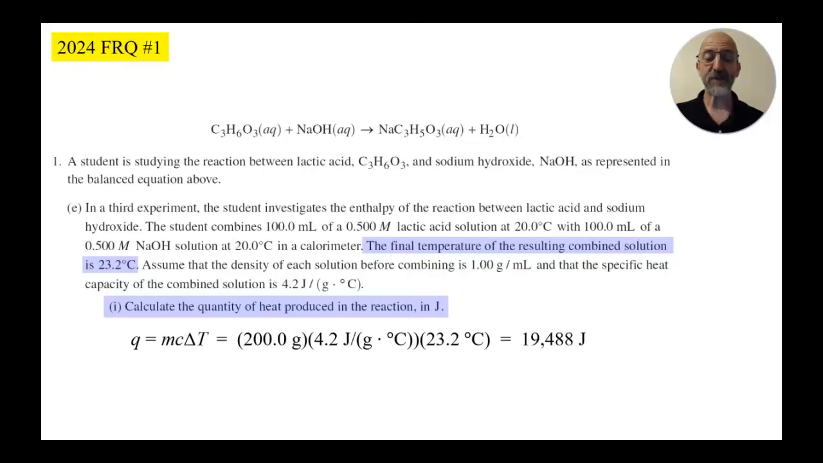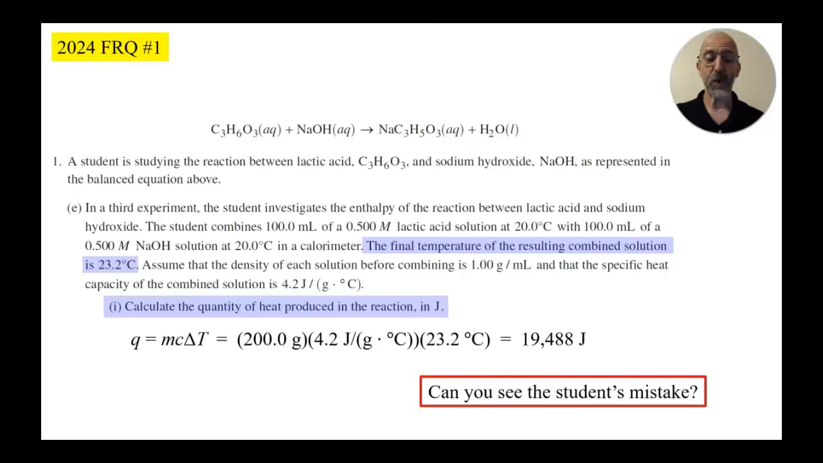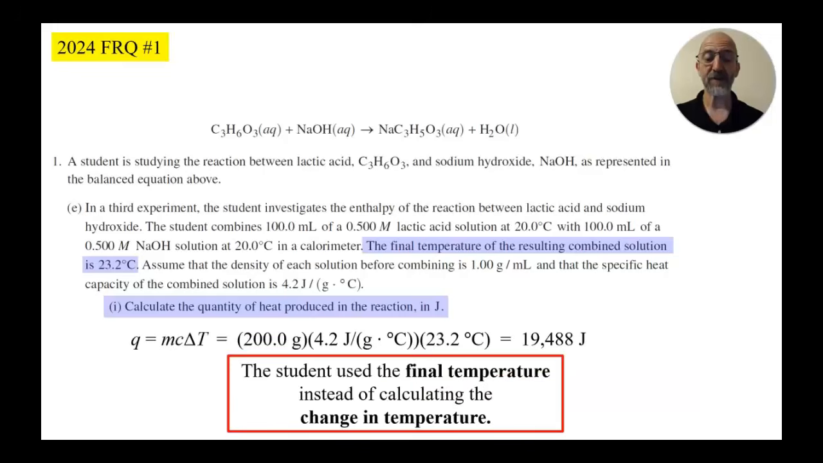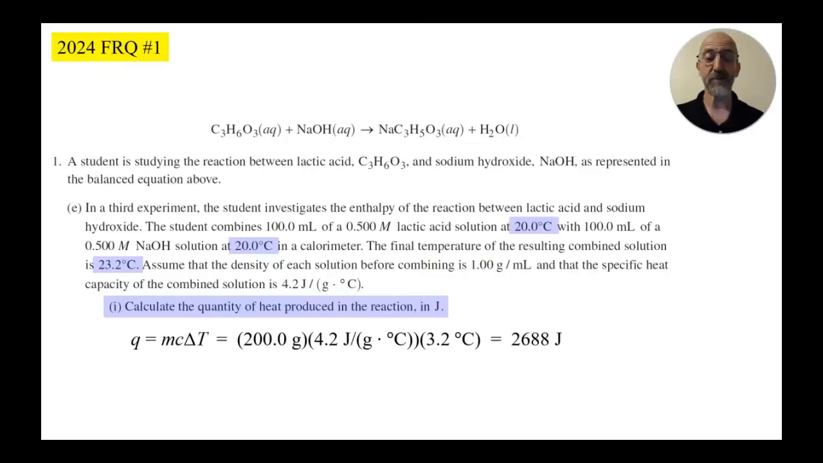And the student who set this up was so close to getting the correct setup, but they put the wrong value in for delta T. So what they did wrong is, instead of using the change in temperature, they used the final temperature as their delta T, which is incorrect. So if I start with 20 degrees Celsius for each solution before they're combined, and the final temperature of the resulting combined solution is 23.2, that makes 3.2 the delta T.